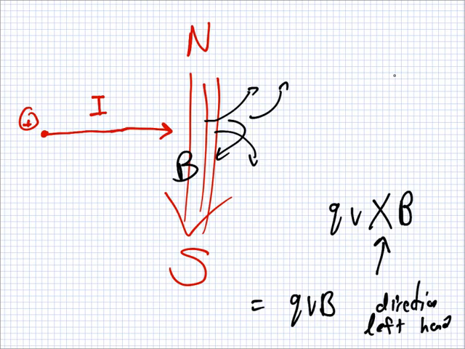So you try and match it up with the picture here. The current is going to the right, the magnetic field is going down, so then the force is going in. So what will happen is, this will come along and get pushed into the page.